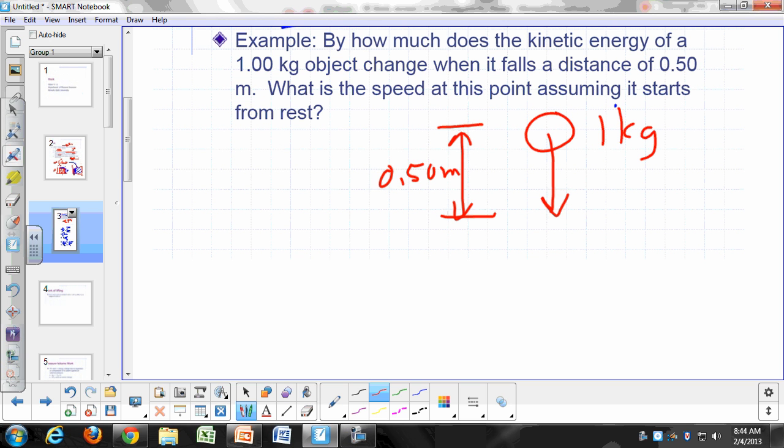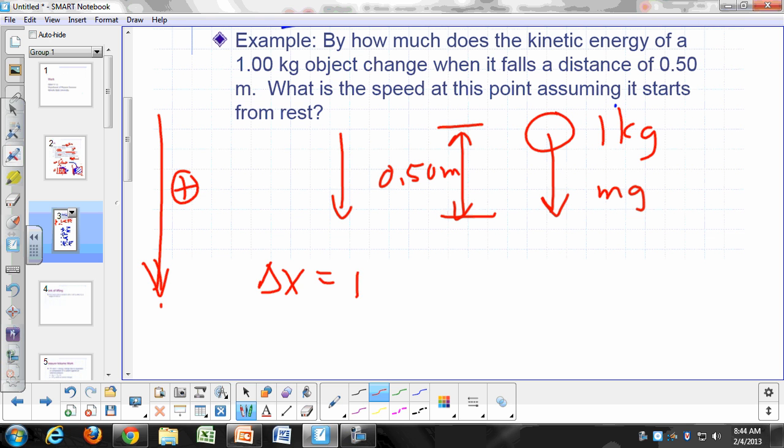What's the force on the object? Force of gravity. So mg, right? So our displacement is downward. So our delta x is going to be, let's take our downward direction as positive. Okay. So delta x is positive 0.5 meters.